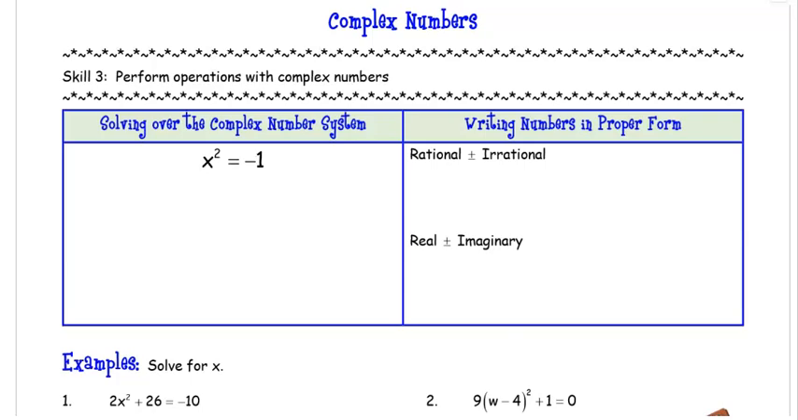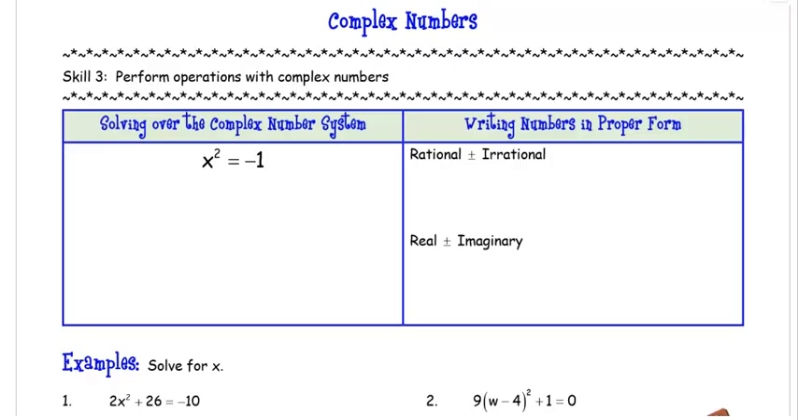Mrs. Delzati here. Today we're going to begin to work with complex numbers. Now, when we are solving over the complex number system, we're going to be introducing a new number. That number is called i. i happens when we take the square root of -1.